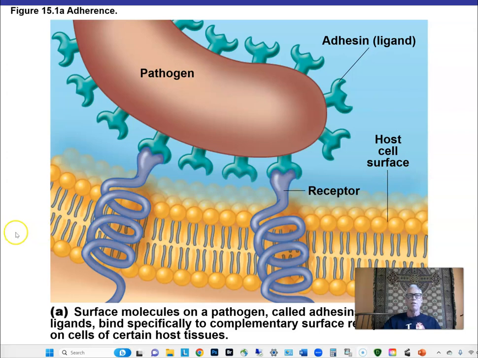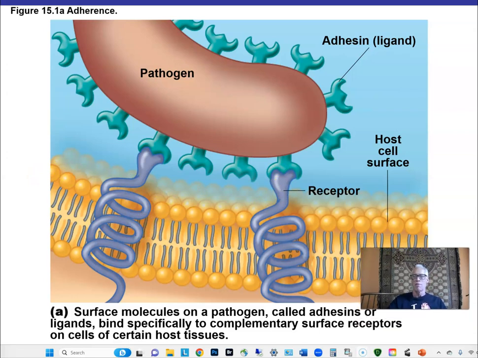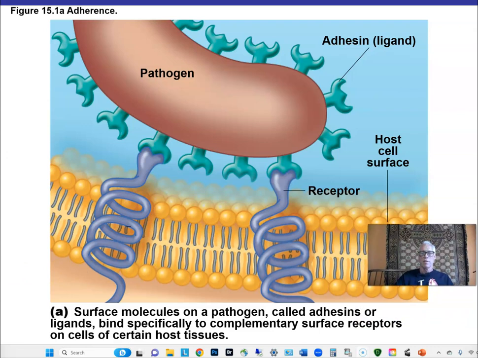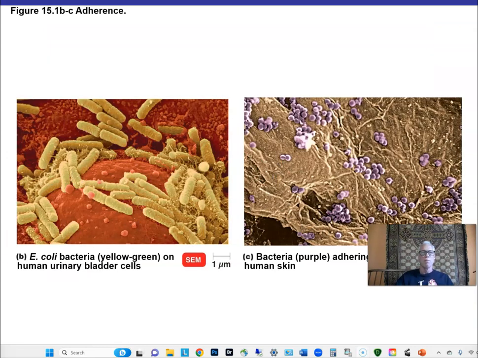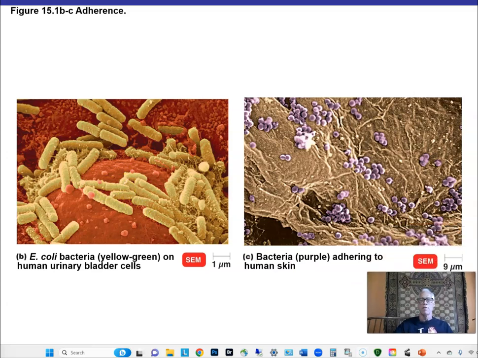Here's a picture of a pathogen with adhesins, ligands that attach to specific receptors on a cell surface, for example, and allow them to attach there. They may be taken up by the cell by endocytosis after that attachment takes place. They must find a complementary surface receptor to bind to. You can see some E. coli here also that are causing a UTI, a urinary tract infection, attaching to bladder epithelial cells.